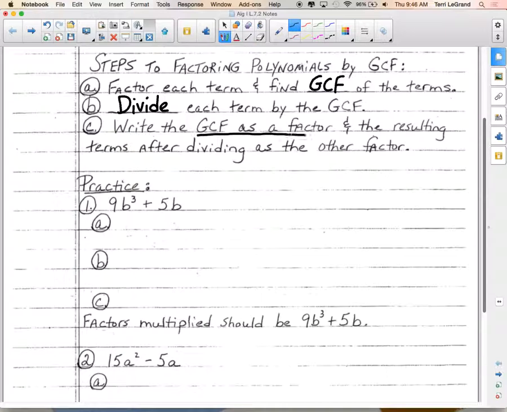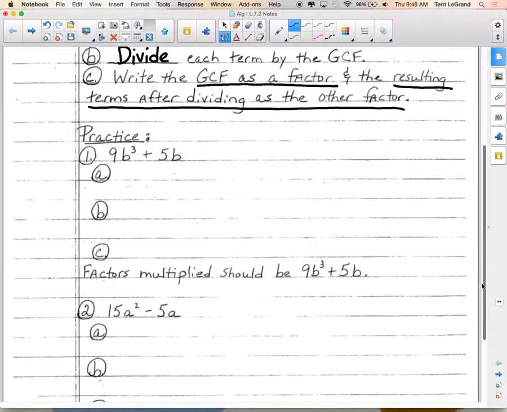Let's underline that, because oftentimes what ends up happening when students are doing these is they forget about the GCF. And so the GCF becomes a factor, and the resulting terms after dividing become the other factor. So if you're factoring the GCF out of a monomial, your other factor is also going to be a monomial. If you're factoring the GCF out of a binomial, one factor is going to be that GCF monomial, and the other factor is going to be a binomial because there were two terms in the polynomial.